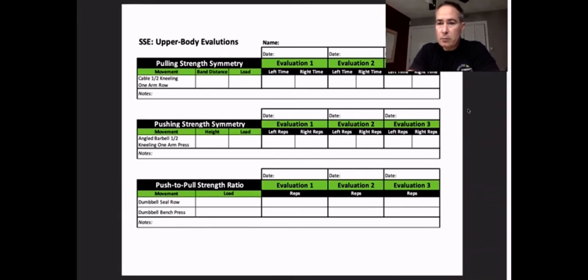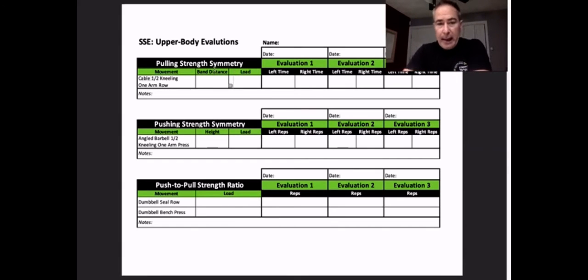All right, so now we have our upper body strength symmetry evaluations. We have 3 different movements that we look at, and you really don't have to have any alternate options for these. So we have our cable half kneeling 1-arm row. Now, obviously, the load is understandable. You would write yellow band, red band, whatever band that would be.